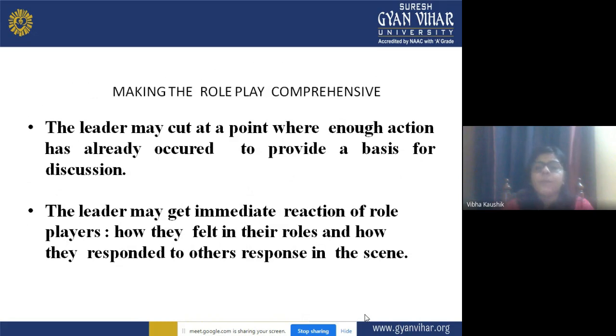Making the role play comprehensive means in a detailed form. The leader may act at a point where enough action has already occurred to provide a basis for discussion. The leader who has organized the role play may get immediate reactions of the role players: how they felt in their roles, and how they are responding to others' responses in the scene.